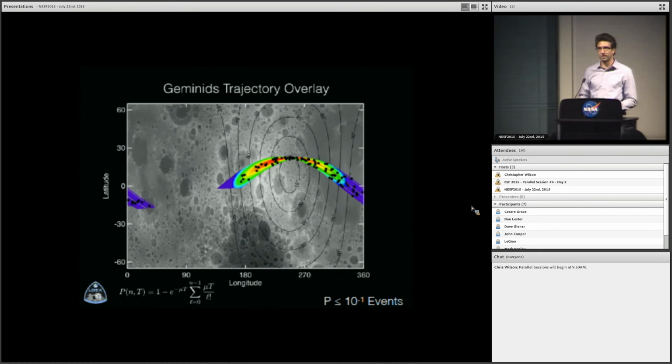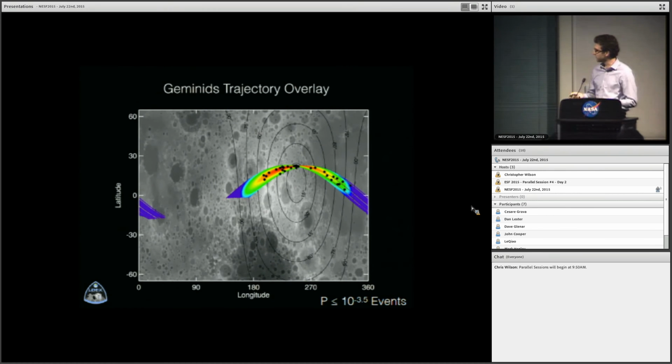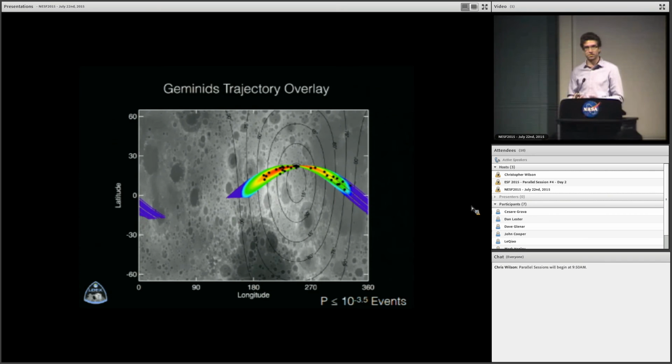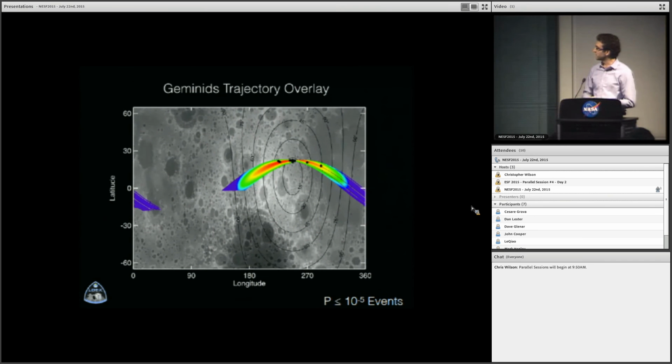10% is not a very low probability event. So then what we can do is start to slide in probability. And so here is probability 10 to the minus 3.5. And you can see these impact events start to tighten. You see no impacts on the hemisphere opposite of the Geminids, which is reassuring. As we continue to slide, get down all the way to 10 to the minus 5, these bursts really tighten right down onto the Geminids radiant.